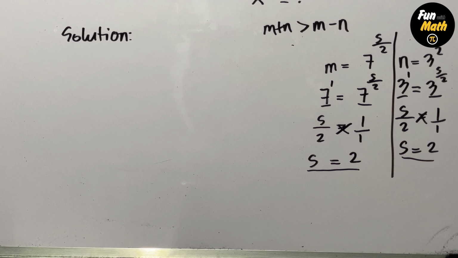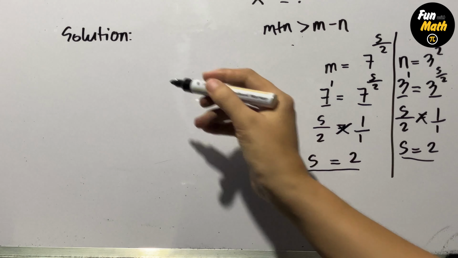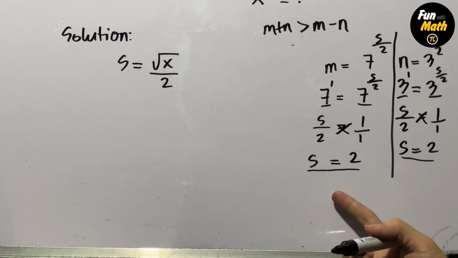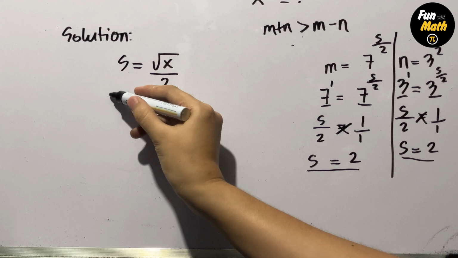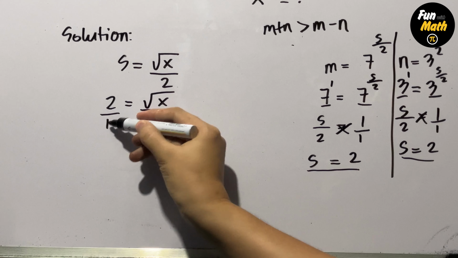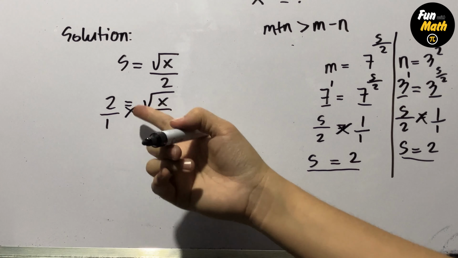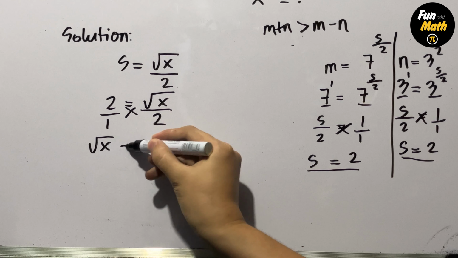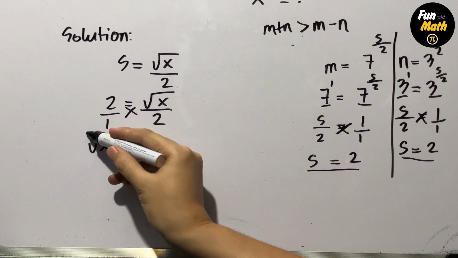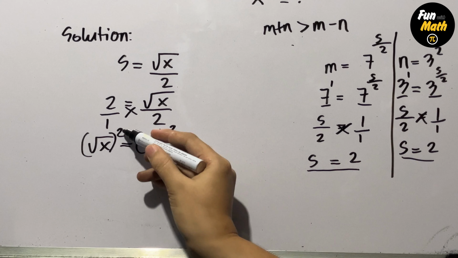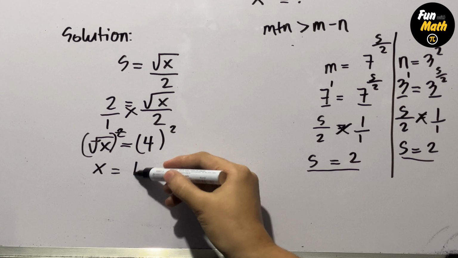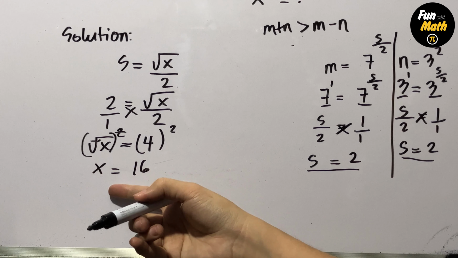And now, let's recall that earlier, we let also s be equal to square root of x over 2. So using the value of s, which is 2, let's put 2 equals square root of x over 2. Then put over 1 so we can cross multiply. So to cross multiply, this is now square root of x is equal to 4. And then let's remove the radical by squaring both sides. So this is now cancelled, and we have x is equal to 4 squared, that is 16. So x is equal to 16.